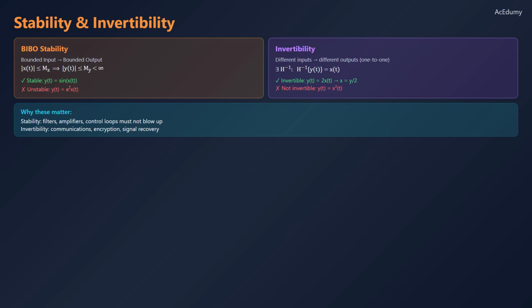Invertibility means a system has a unique inverse. Different inputs always produce different outputs. An invertible system is one-to-one. Example, y of t equals 2x of t is invertible, with inverse system x of t equals 1/2 y of t. Non-invertible example, y of t equals x squared of t. Both x of t and negative x of t produce the same output, so we cannot recover the input.